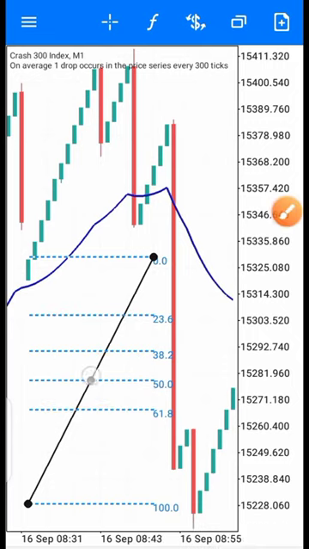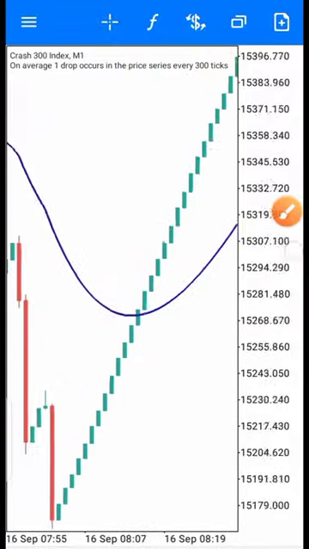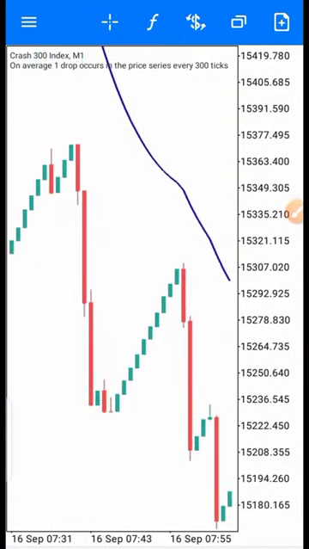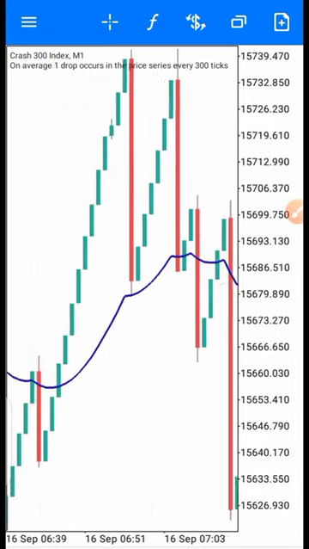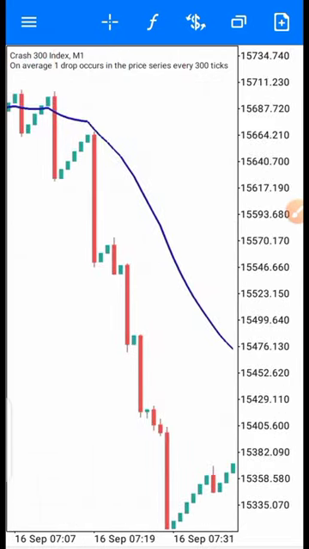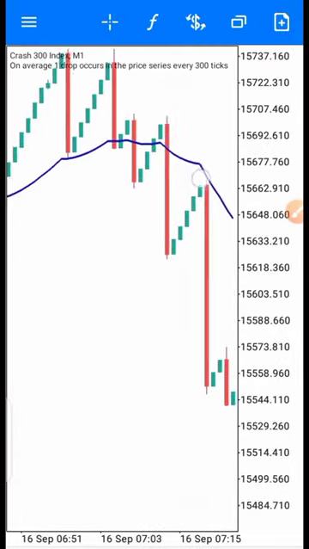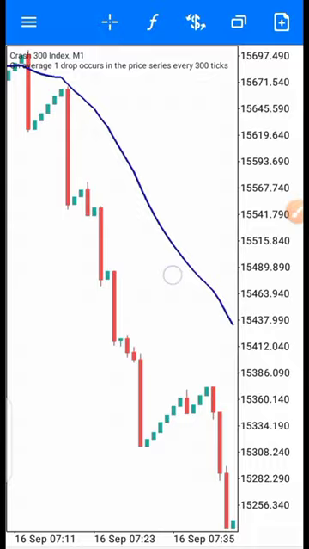First of all, we have to know the trend of the market before we use these tools. So how do we determine the trend of the market? That is where we need this moving average you are seeing on my screen. Just add the moving average. The moving average is period 35, shift 0, method exponential, apply to close. So click on done after that. You should see the moving average.